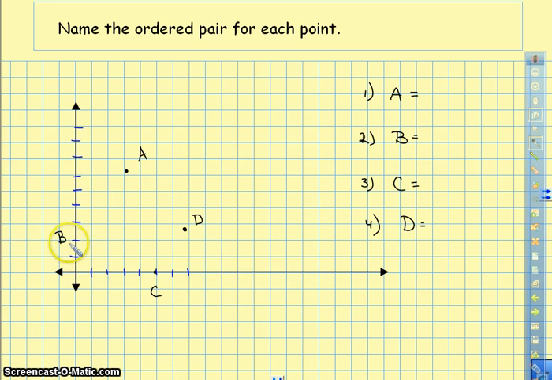Okay, put this point back up. All right, we're going to name the ordered pair of each point. So I'm going to start with point A, and remember we're doing x, then y, and our x is going to tell us to go to the right, and our y is going to tell us to go up today.